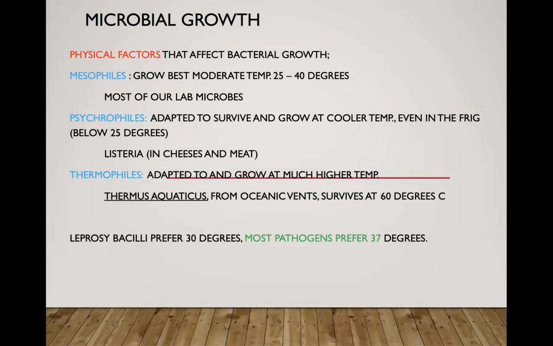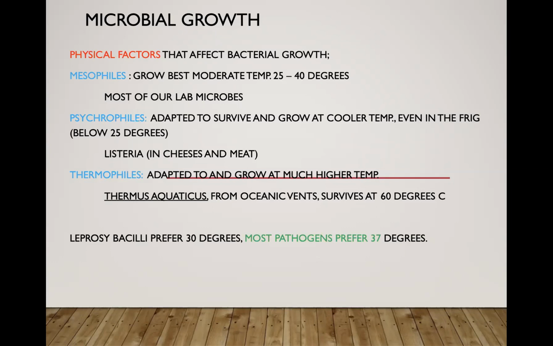So most of the organisms that we grow in the lab, most of those which are potentially human pathogens, are going to be our mesophiles. They want to grow somewhere around 37 degrees. And most of the other organisms that we work with in the lab are going to fall somewhere in this range, and they grow from about 30, 32, 37 degrees.